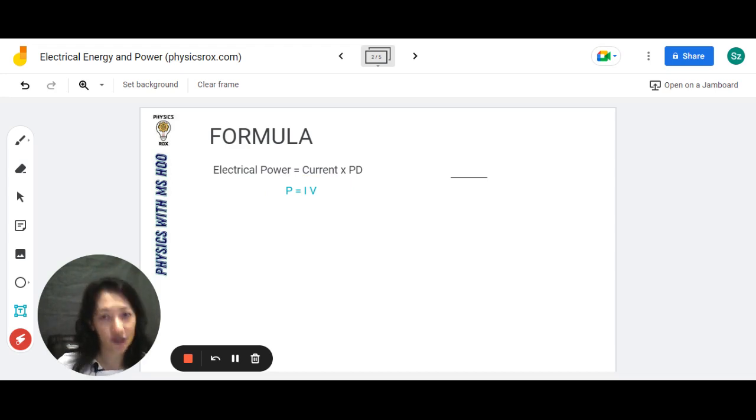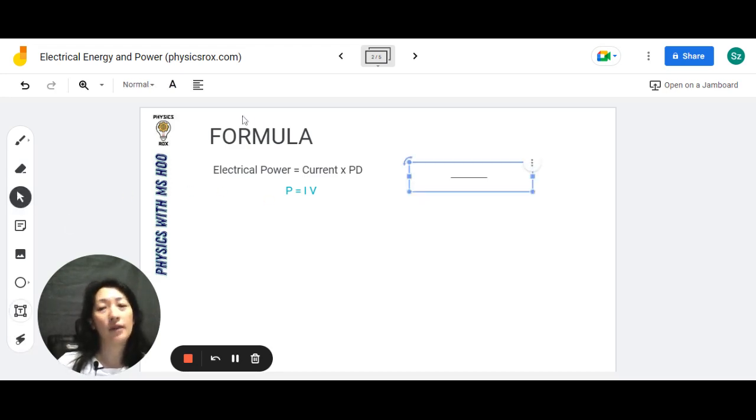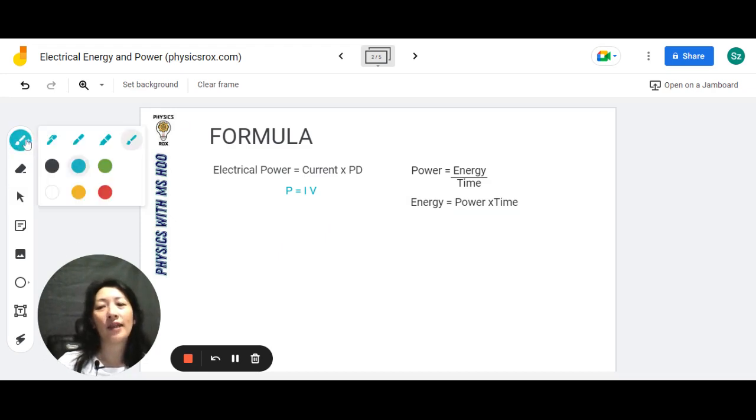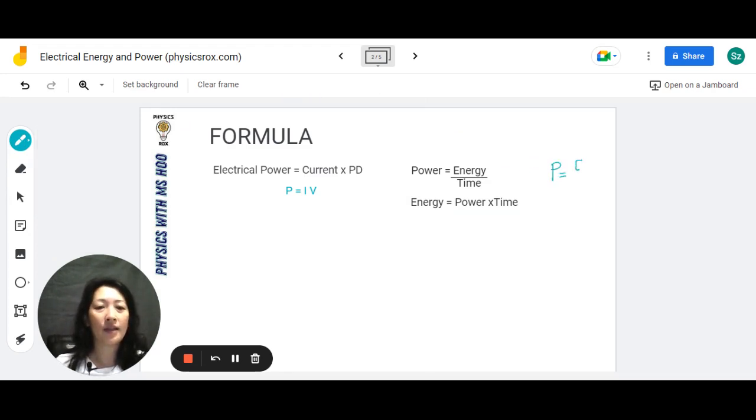Now, to get electrical energy, first of all, let's recall the general power formula, which you should have learned in another topic. Power is basically energy over time. So if we were to rewrite this formula making energy the subject, energy would be power times time. Using the symbols, power, P, equals energy E over T, which is time. If we rewrite this with energy as the subject, we get E equals PT.